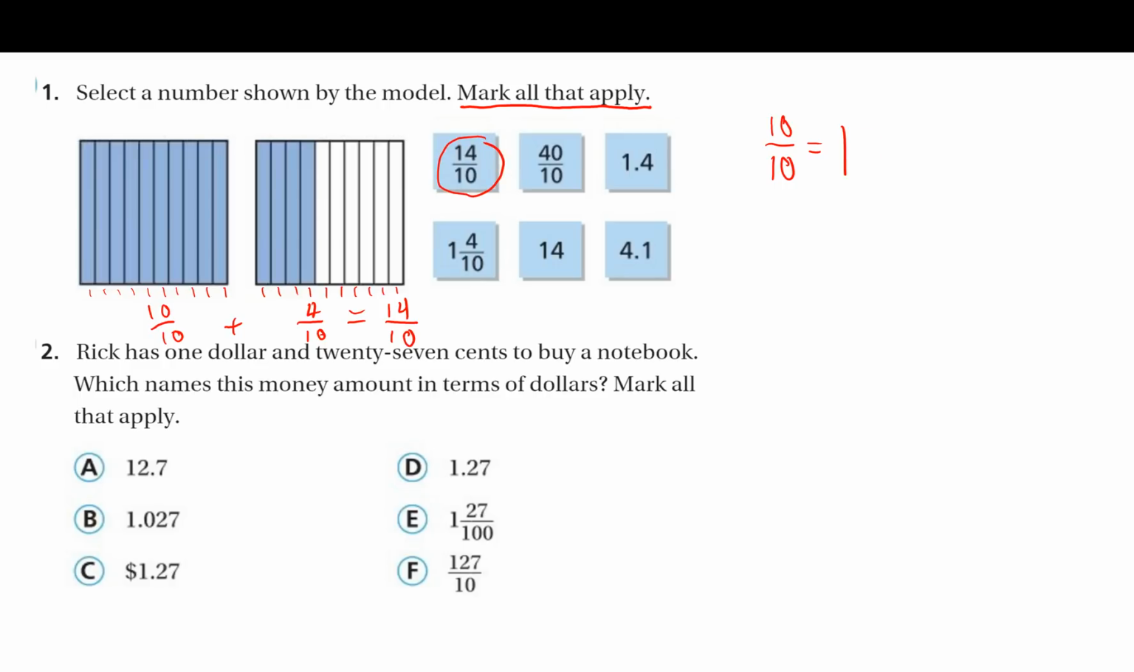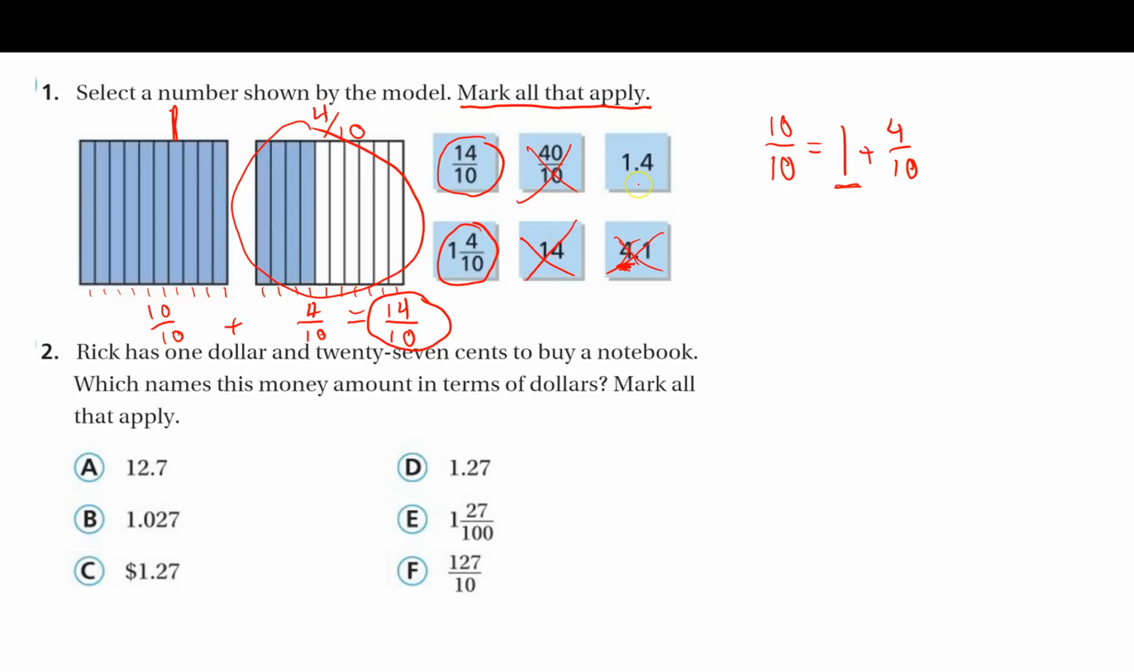1 whole plus another 4 tenths that we got from right here. So we got 1 whole and 4 tenths. So here is 1 and 4 tenths. Okay. Now, did we find 14 wholes? No, not 14. We found 1 and 4 tenths. 40 tenths? No, we already found out that it's 14 tenths, not 40 tenths. This is 4 in the ones place. Well, what do we have in the ones place? We have a 1 in the ones place, not a 4. So this isn't going to work. We know that one's not going to work.